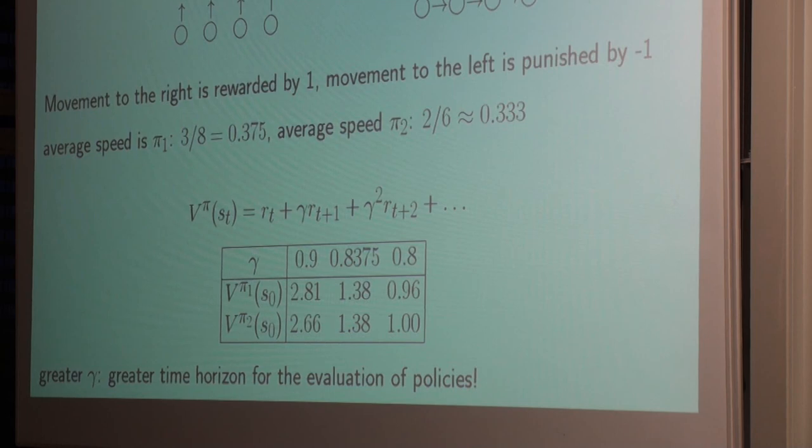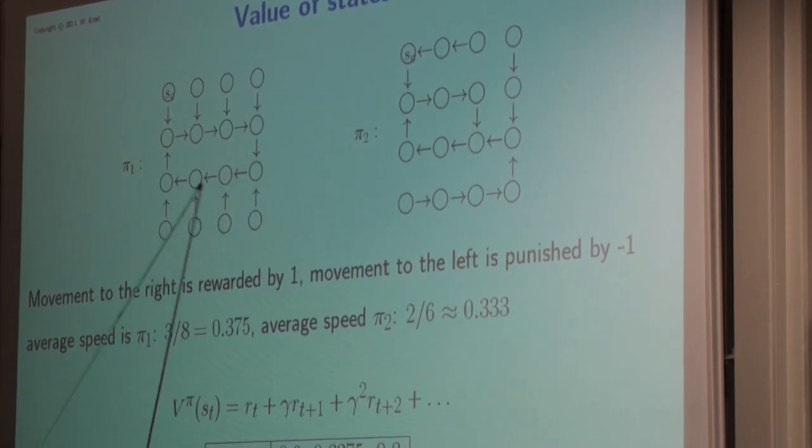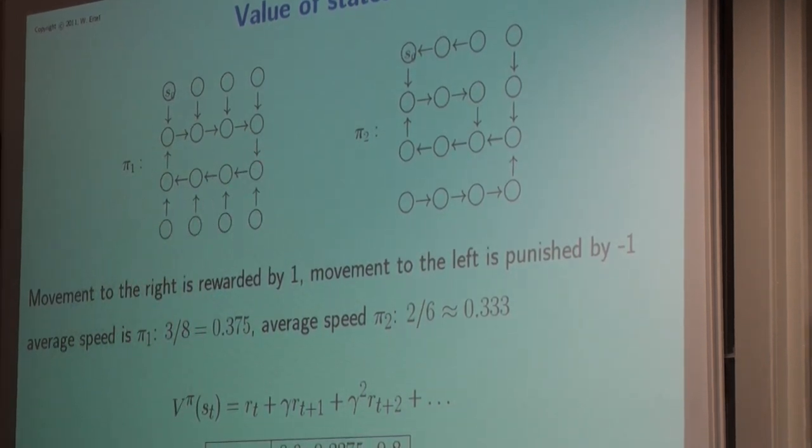But yes, of course, we can also see that this policy is better by computing the average speed. On average, with this policy, 1 full cycle is 8 actions. Out of these 8 actions, 3 of them, which are these 3, bring the robot forward, and all the others do not lead to any moves. So 3 out of 8 actions give us a reward of 1.